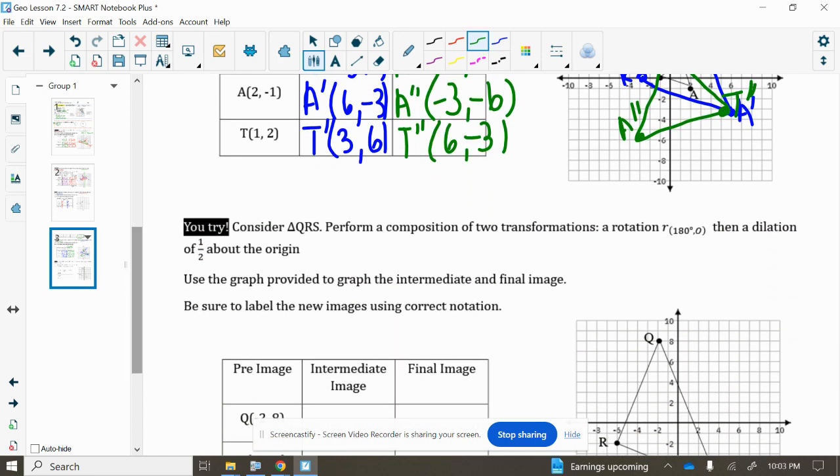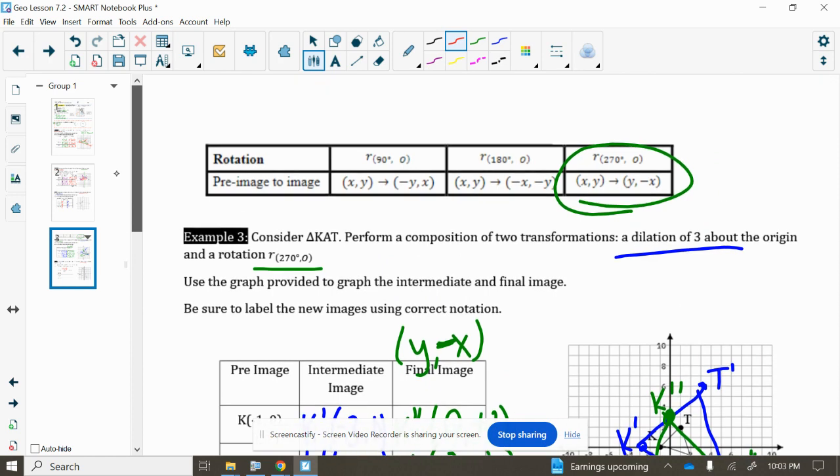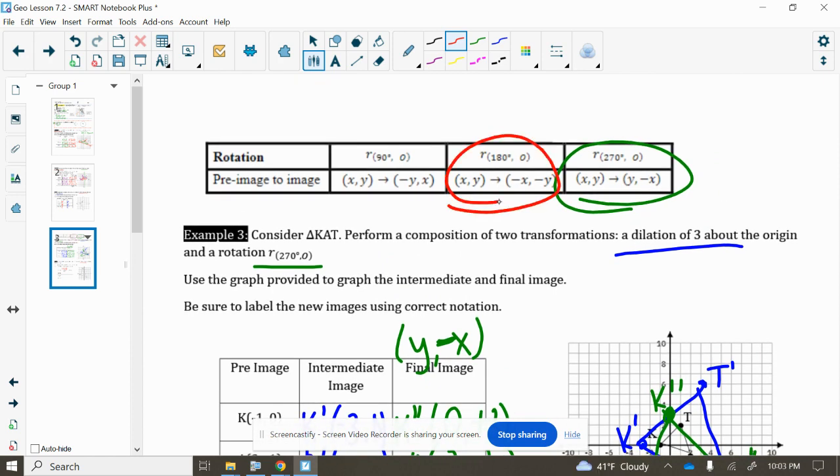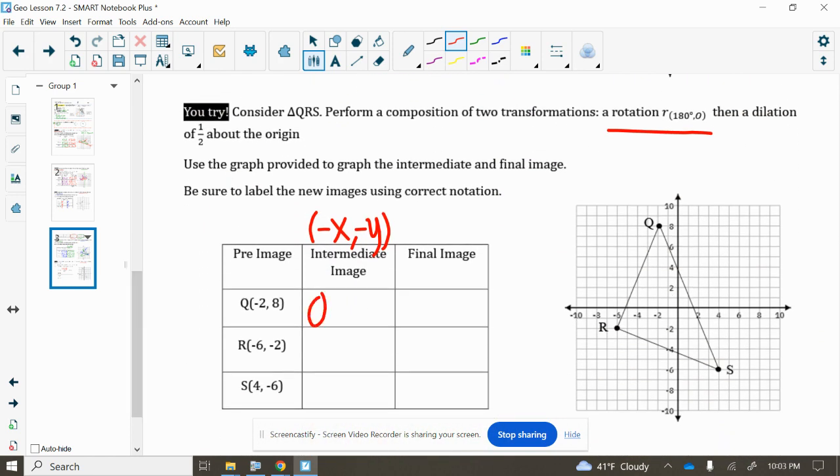All right, one final example for you to try. We're going to start with a rotation of 180 degrees. Remember our rule from up above for 180 degree rotation. And then after you find Q prime, R prime, S prime, using that rotation rule, you are going to dilate by half to find your final image.